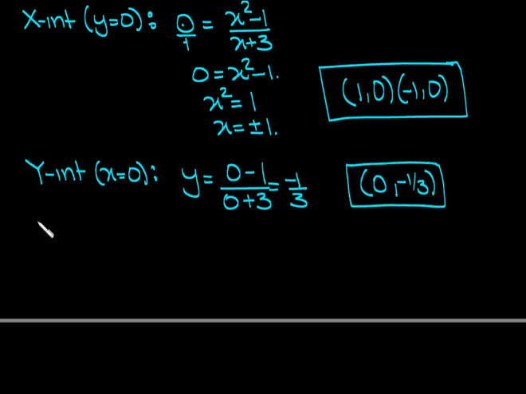Then we find the vertical asymptote. The vertical asymptote occurs whenever the denominator is 0. So you take your denominator, which is x plus 3, and set it equal to 0. So we get x is equal to minus 3. So there's my vertical asymptote.